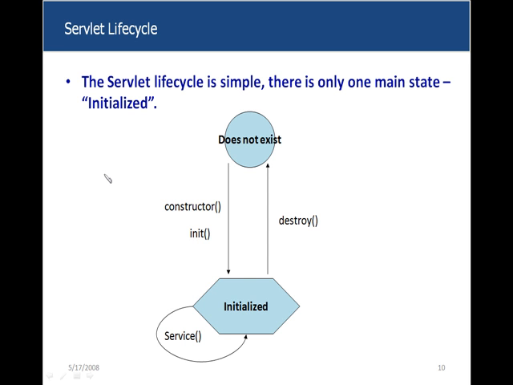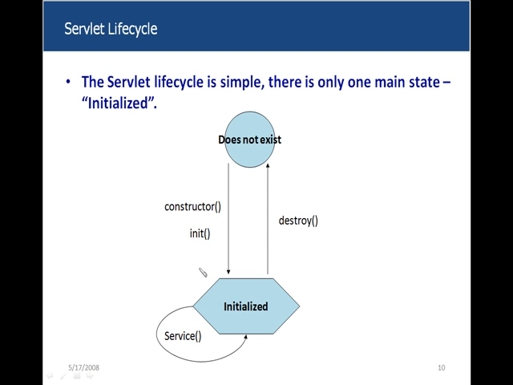So when the first request for the servlet comes in, the constructor and the init method are called on the servlet. Only once in the lifetime of a servlet the constructor and init method are called. And once the init method is called, the servlet moves from does not exist to the initialized state. So the servlet is now initialized and ready to be used by other requests, other clients, right?